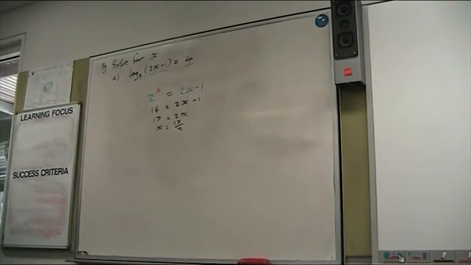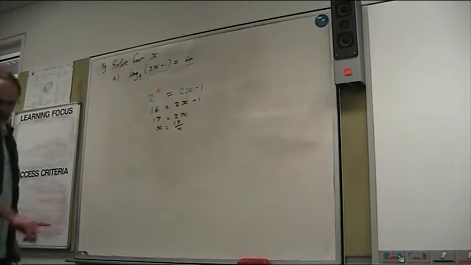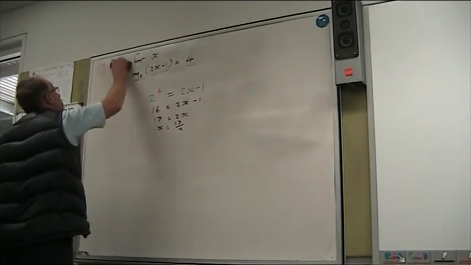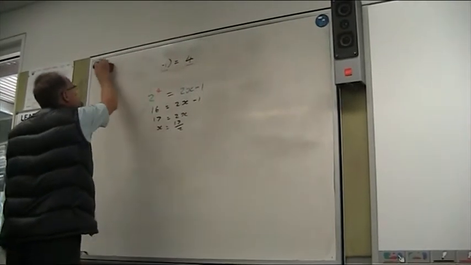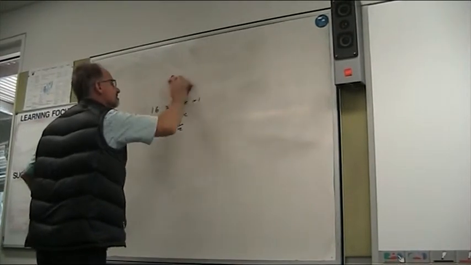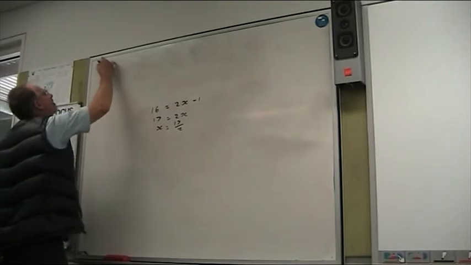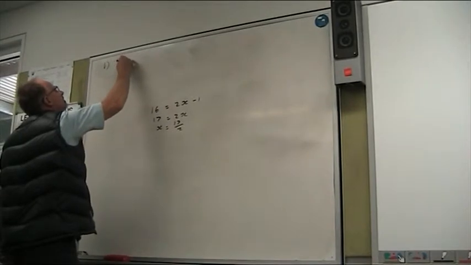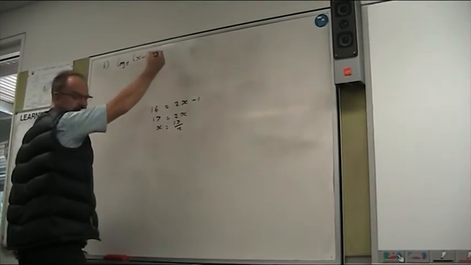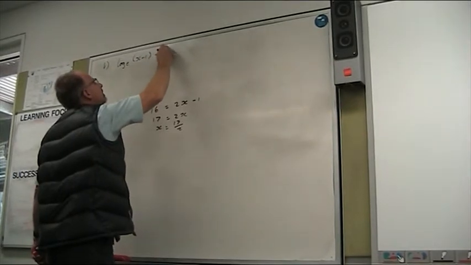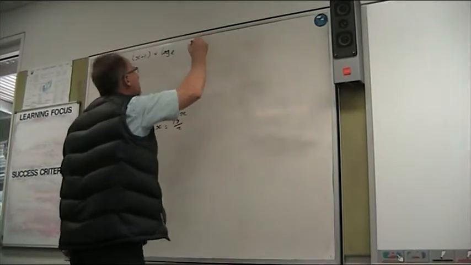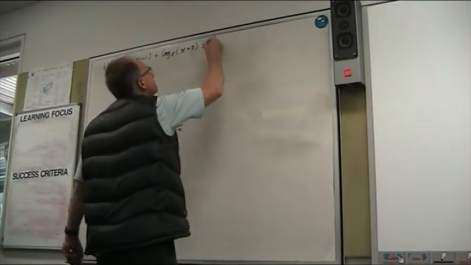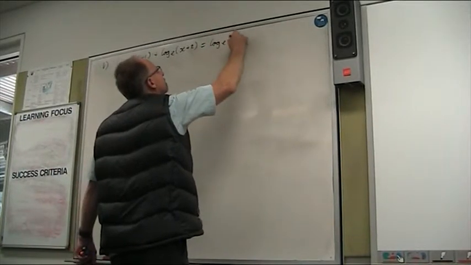I need to rub this out, it's going to take a little bit more space. Right, we all got this? Yes? This is still solve for x, right? Still solve for x. So we've got log to the base e of x minus 1 plus log to the base e of x plus 2 equals log to the base e of 6x minus 8.